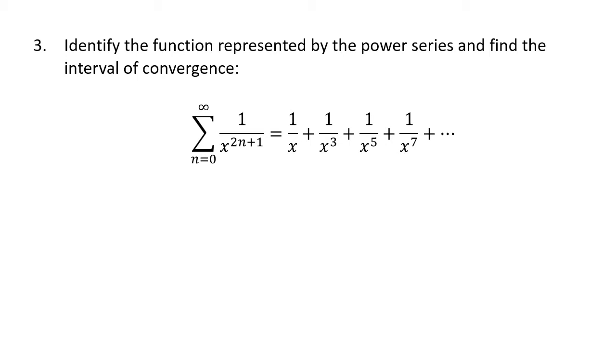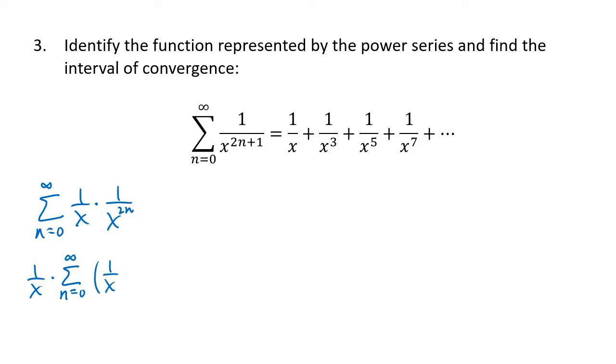So first things first, we want to understand that we can split off one copy of 1 over x. So I'm going to write this as 1 over x times 1 over x to the 2n. And that 1 over x, remember, as far as n is concerned, x is a constant. So I can pull that out of my sum. And then 1 over x to the 2n, I'm going to think of that as 1 over x squared raised to the n. So now this looks like my series.